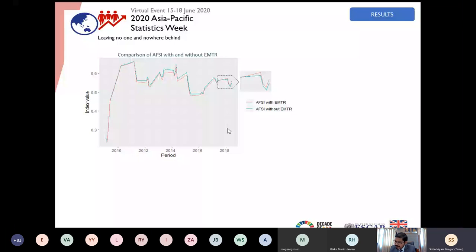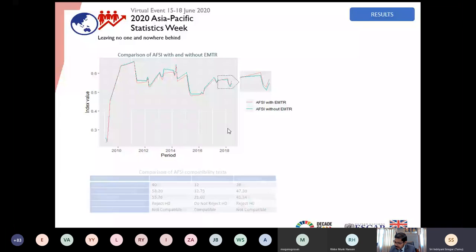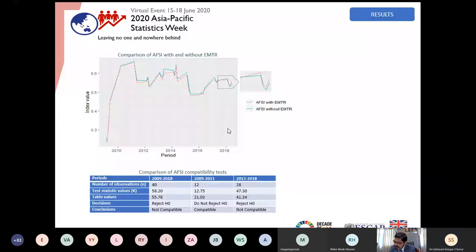To find out whether the data from the two series have compatible movements or not, we can do the compatibility test. It concluded that in the period 2009 until 2018, FC with and without EMTR has shown different movements. It indicates that the presence of e-money as a component of FC calculation can change the movement of the financial system stability index.